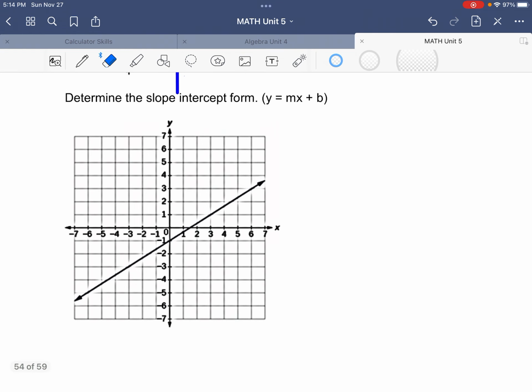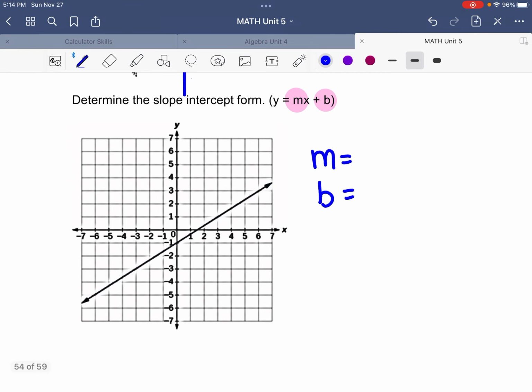Determine the slope-intercept form. That's where y equals mx plus b. Remember, m is the slope and b is the y-intercept. So to write this line, we need to find the slope, where we can count rise over run, and we need to find the y-intercept. The y-intercept is easy. It's right here at -1.